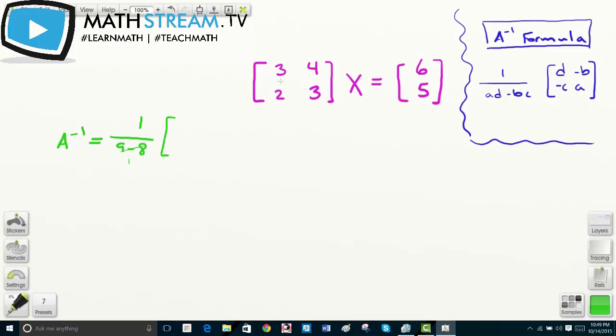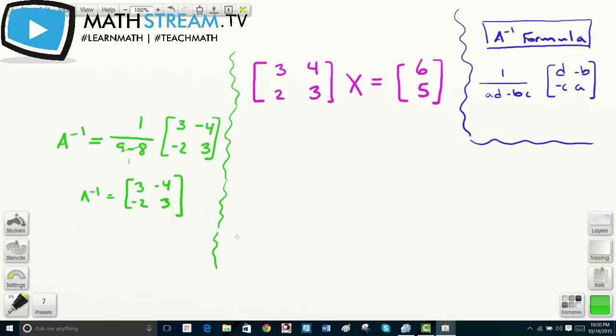Then we swap D and A, so that becomes, instead of 3 and 3, it's 3 and 3, so that's an easy swap. And then on the second diagonal, we switch the sign. So instead of 4 and positive 2, we have negative 4 and negative 2. So that gives us a solution of A inverse is really just 3, negative 4, negative 2, 3. Okay, going to make another little squiggly line. Keep that information separate.